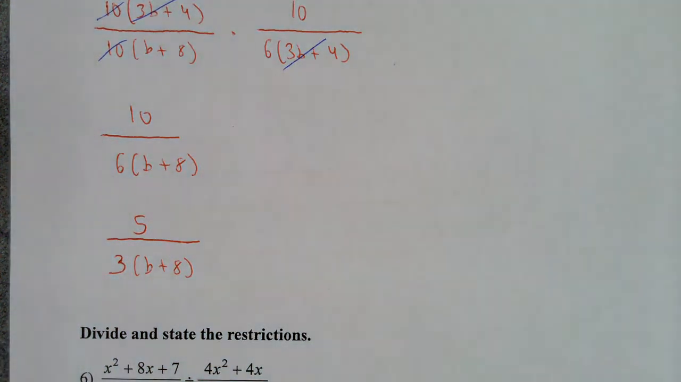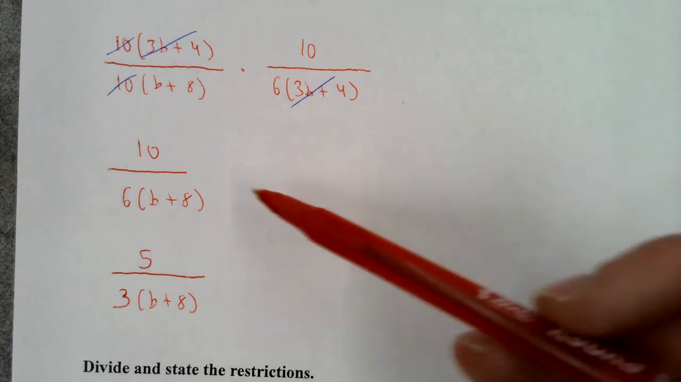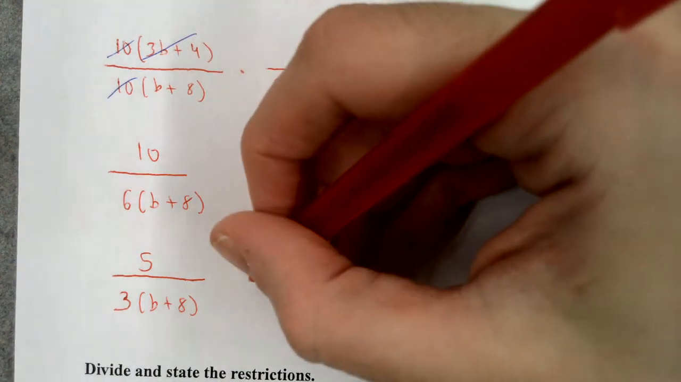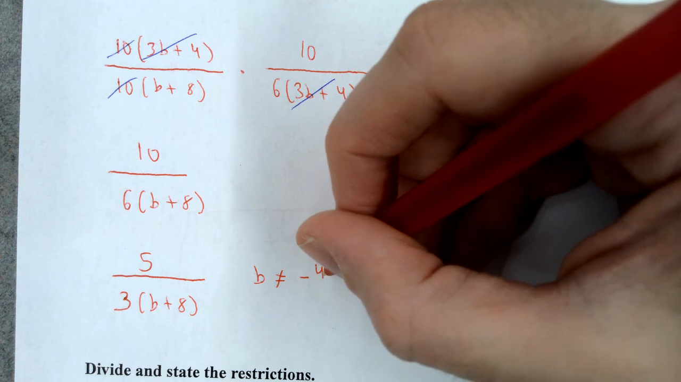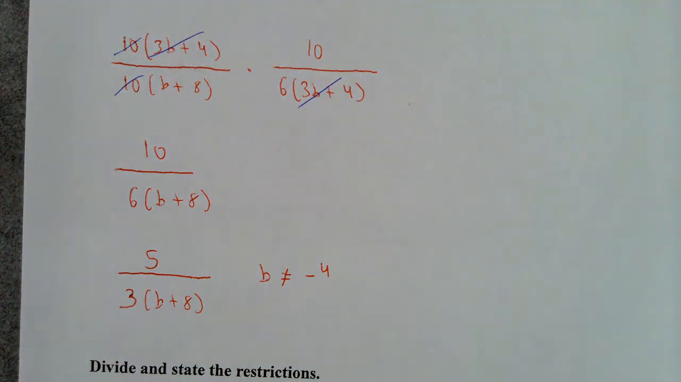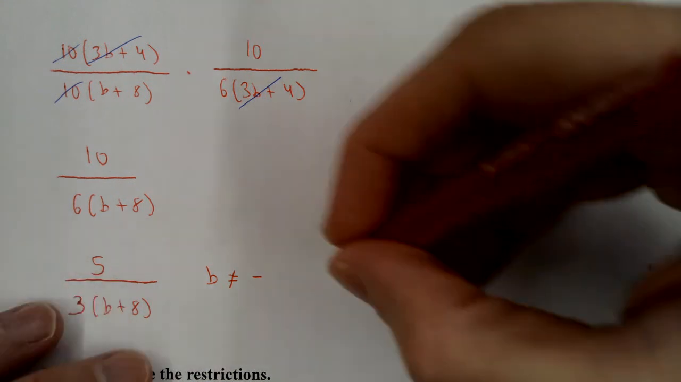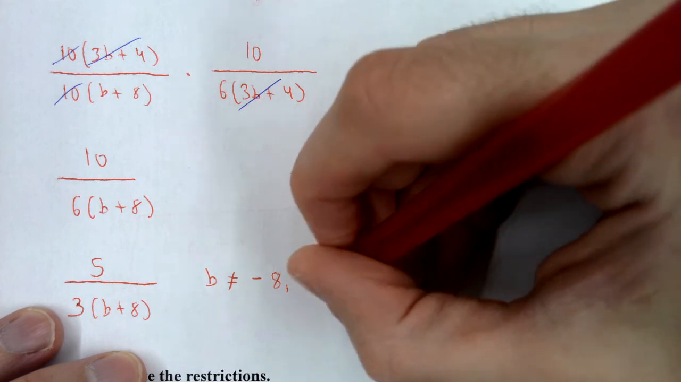Restriction time. B cannot be negative 8. Subtract 4, divide by 3. B cannot be negative 4/3. I like to put the smaller number first. Let me just fix that. Okay, so this is just personal preference. I like to put the smaller numbers first. So I'll put negative 8. Then I'll put negative 4/3, but you don't have to do that.